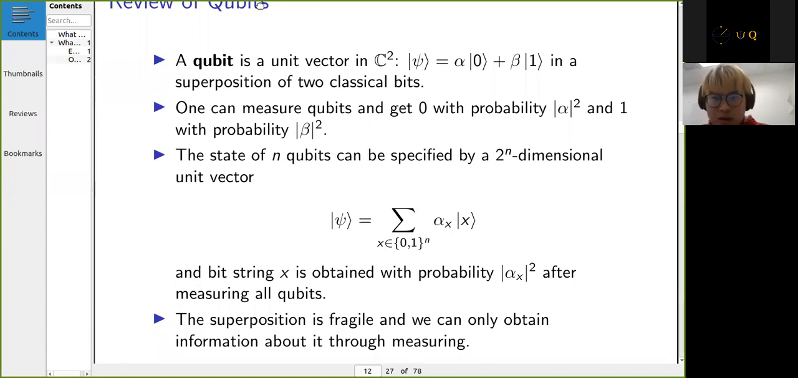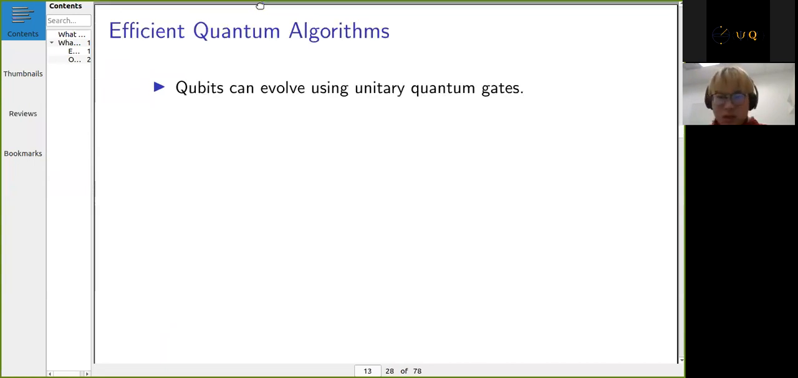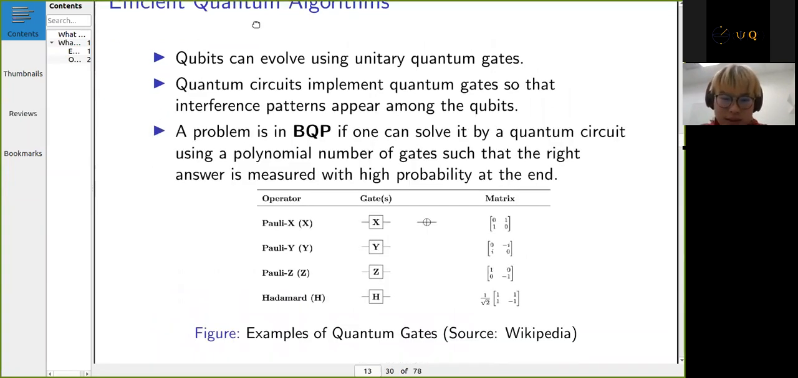So now that we have qubits, what can we do to qubits? We can apply quantum gates to qubits. Usually these quantum gates act on 1 or 2 qubits, and some examples are shown on this slide here, where we have the different Pauli operators and also the Hadamard gate.